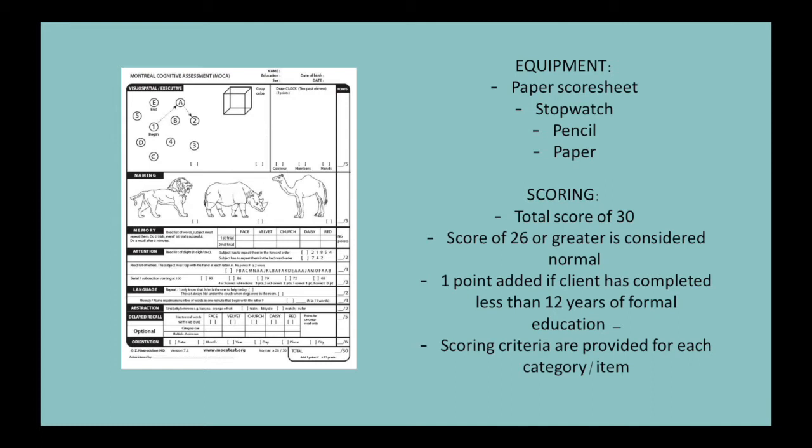Scoring. There is a total score of 30, with a score of 26 or greater being considered normal. 1 point is added if clients have completed less than 12 years of formal education. The scoring criteria provided for each category and item.